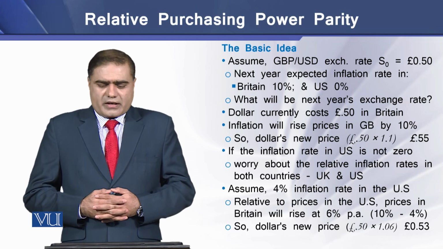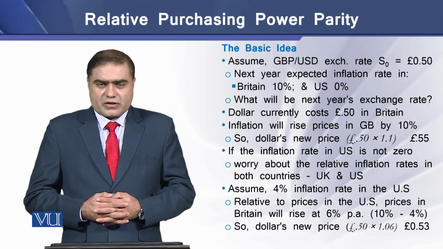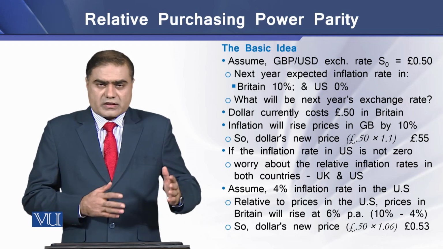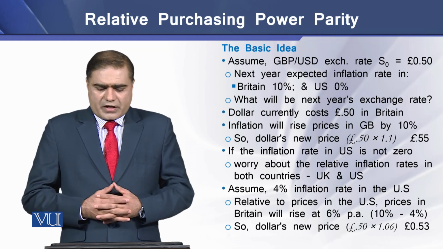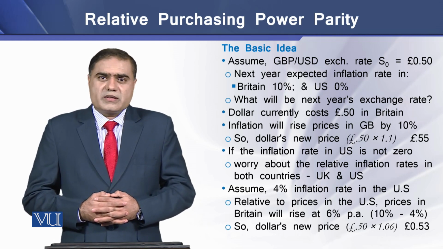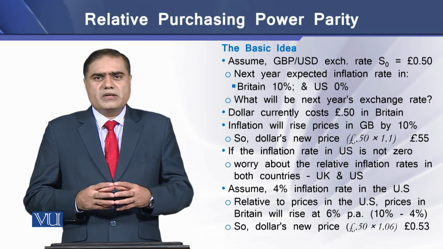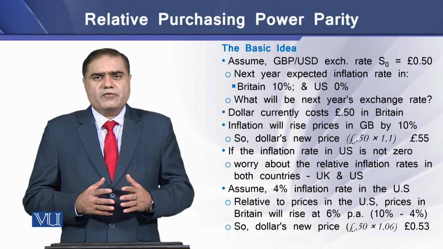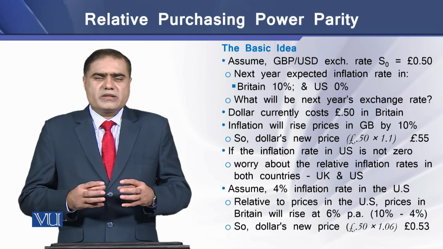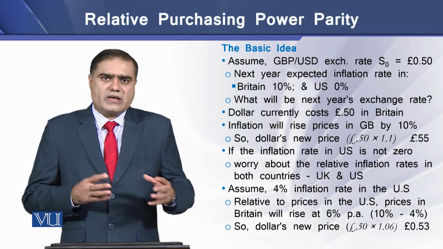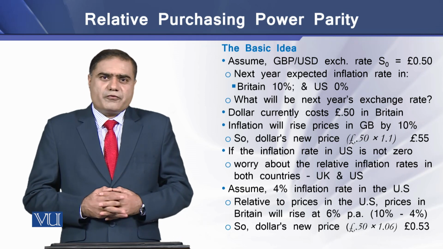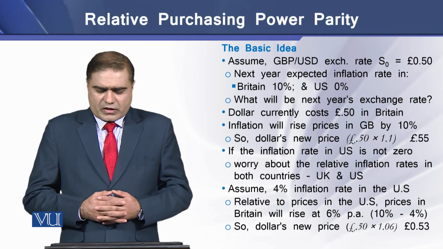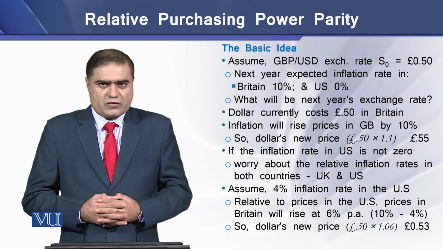Now we assume that there is a 4% inflation rate in the US economy. This means that relative to the prices in the US, prices in the UK will increase by 6%, and this 6% is basically the difference between the inflation rate in the UK and the inflation rate in the US. So this 6% is the difference between 10% and 4%. Now if we grow the value of the dollar at this 6%, this will come to 0.53 pound.